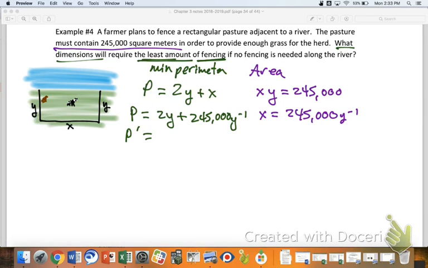P prime equals y to the what? 245,000 y to the negative 2. So we need to set that, no, actually, I take that back. I was about to set it equal to 0, but I want to talk about one thing. Are there any values of y that would make the whole p prime not exist?